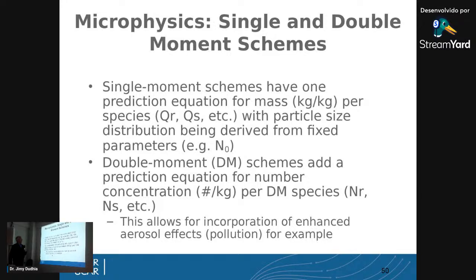Particle size distribution is derived from fixed parameters, for example, the N0, which could be a given parameter. Double moment schemes have an additional prediction equation for number concentration, so it's the number of particles per kilogram. So when you know the number of particles and the total mass, that gives you a mean size. So it's another degree of freedom, and the NR, these numbers are also predicted variables.